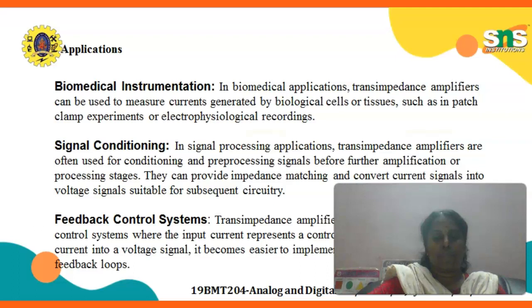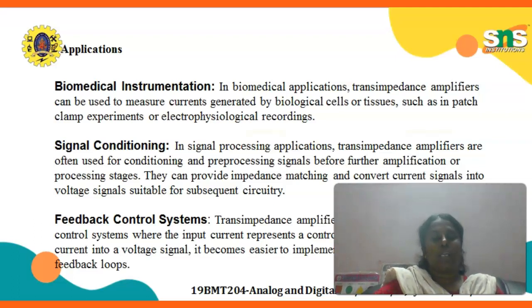Signal conditioning. In signal processing applications, transimpedance amplifiers are often used for conditioning and pre-processing signals before a further amplification or processing stage. They can provide impedance matching and convert a current signal into a voltage signal suitable for subsequent circuitry.